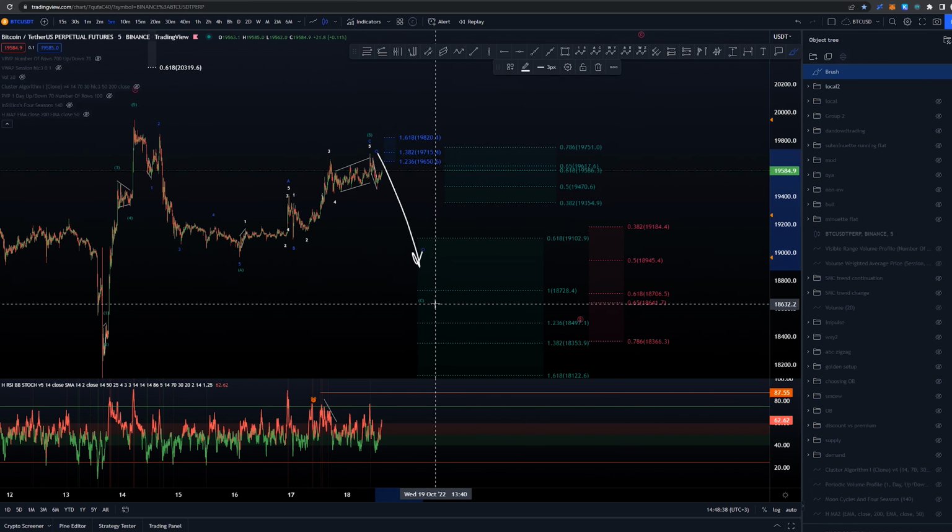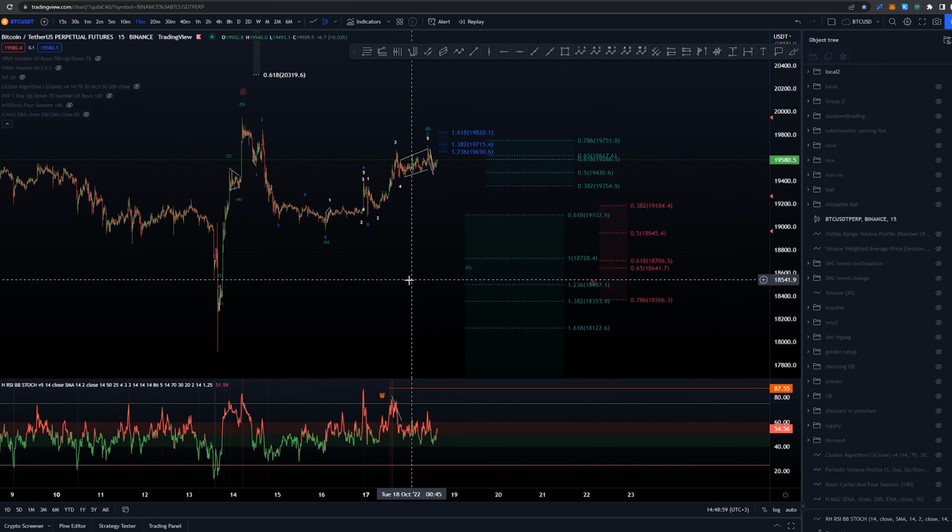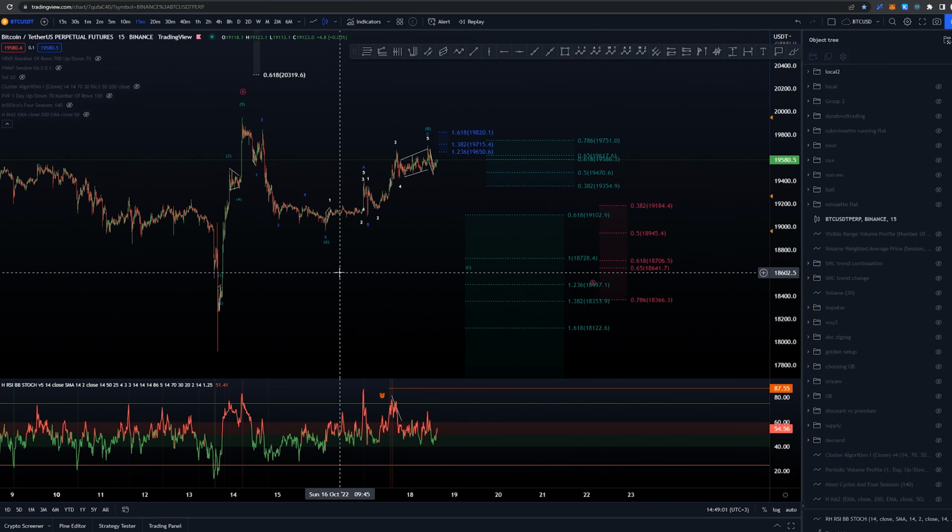But of course, nothing is confirmed and nothing is for sure or certain. Market can do whatever it wants, and these are just some of the probabilities that I see happening. But I feel like that is pretty much everything I wanted to share on Bitcoin at this moment.